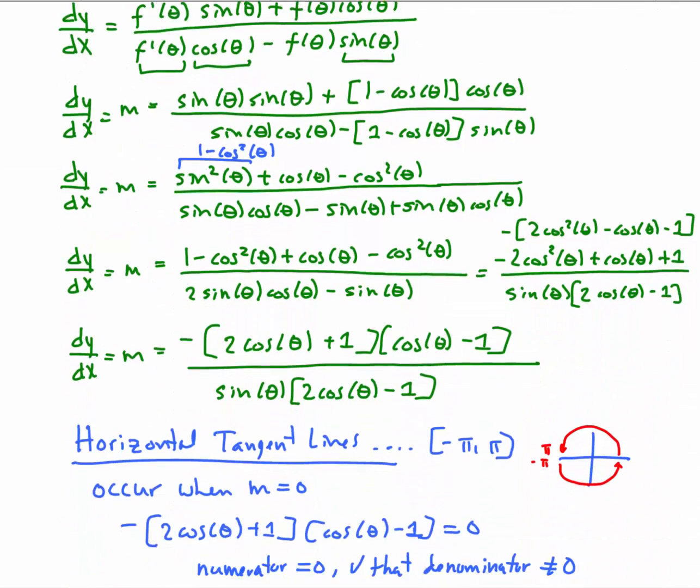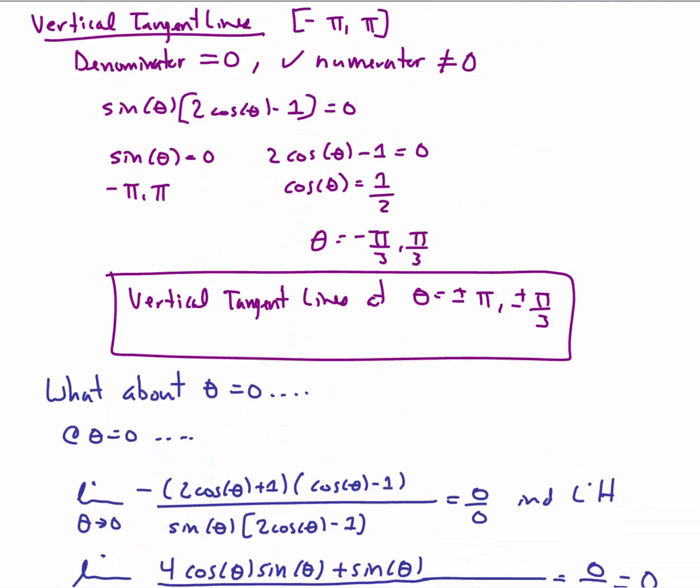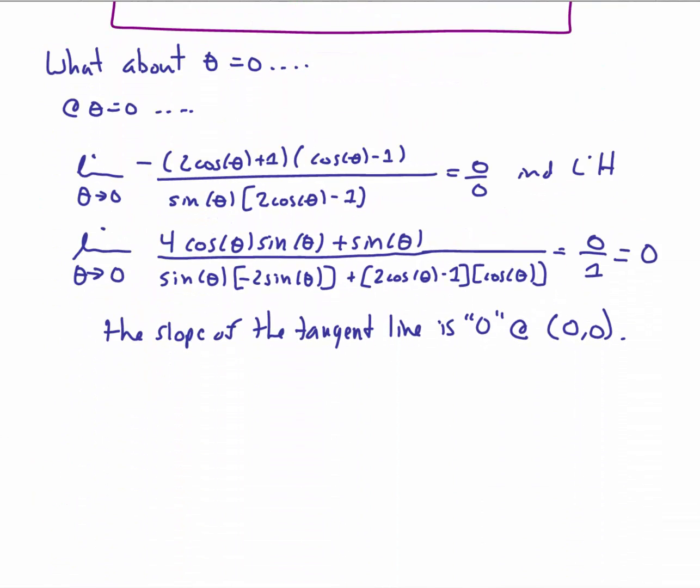Before, when I was working with this piece, I came up with this indeterminate form, and so I couldn't really say at this point that I had a horizontal tangent line, but after a little bit more work, I can come in here and show that I do have a horizontal tangent line.